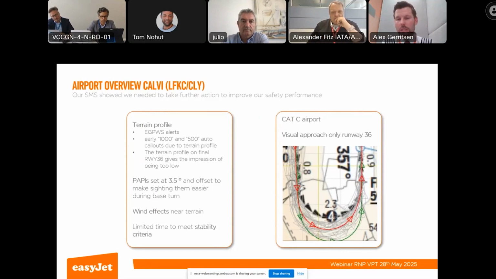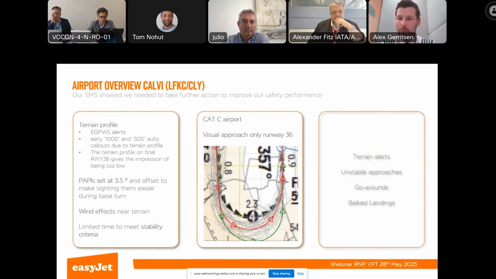We designate the airport as a Cat C airport, but for runway 36 as a visual approach only. The picture you see here is from my FDM data, showing an overlay of all the approaches that we were flying. And you can see quite a widespread of approaches. And what we found was the crew, in order to see the quarry, would fly slightly left of the quarry as well. So they're slightly wider than we had planned or anticipated.